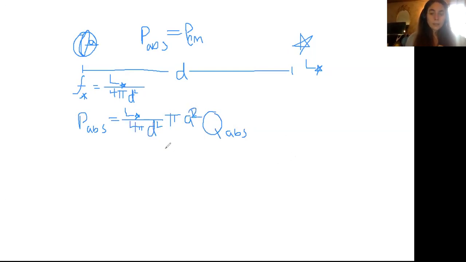Now we can write P emit, so the energy that the dust grain emits. We're going to assume the dust grain emits light over its entire surface, so the entire surface of the sphere. The surface of a sphere is 4 pi radius squared, so 4 pi a squared. We're going to, again, throw in an efficiency factor. So we're going to say Q emit, this is how good the dust is at emitting the energy it absorbs.